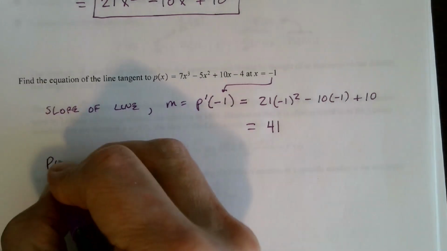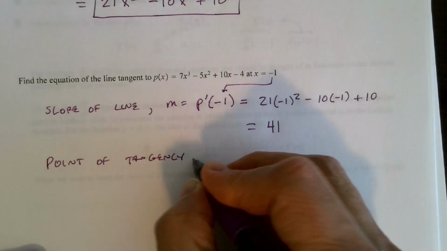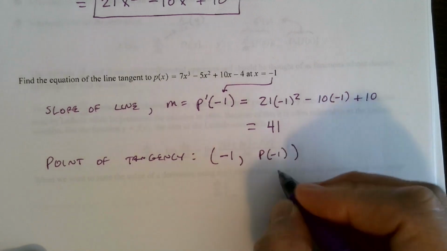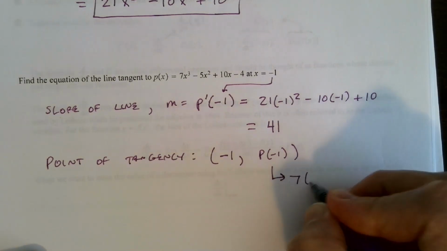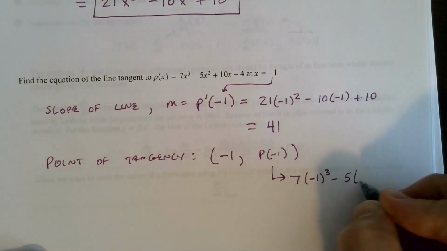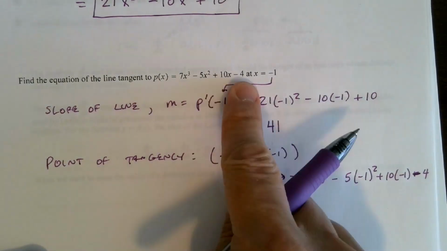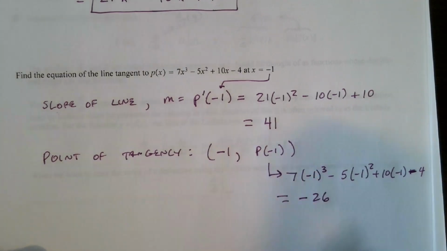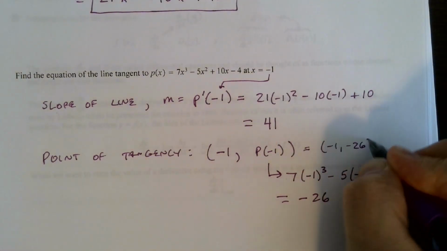What's the point of tangency? What point do we pass through on the graph? Well, it's x is -1, comma what? P of -1. So I need to evaluate the original function at -1. So P of -1 is going to be 7 times -1 cubed, minus 5 times -1 squared, plus 10 times -1, minus 4. So just plugging into this original function, right? And that gives me -26. All right. So the point is -1 comma -26.